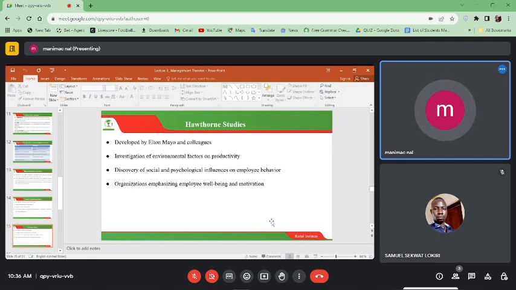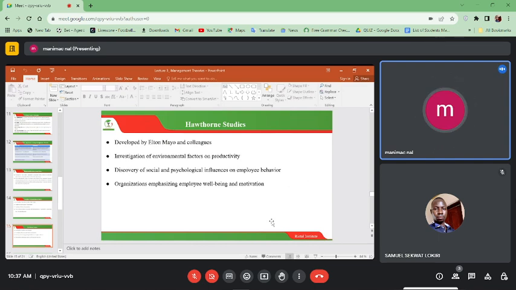The theory also suggests that we need to look at the discovery of social and psychological influences on employees' behaviors. Some people may behave in a funny way psychologically because of where they were groomed, or socially, when they socialize with other people, they adopt such behaviors. It also focuses on the organization, whereby we need to emphasize employees' well-being and how they are supposed to be motivated. That is why it looks at employees' welfare and the wages which are supposed to be paid to them.